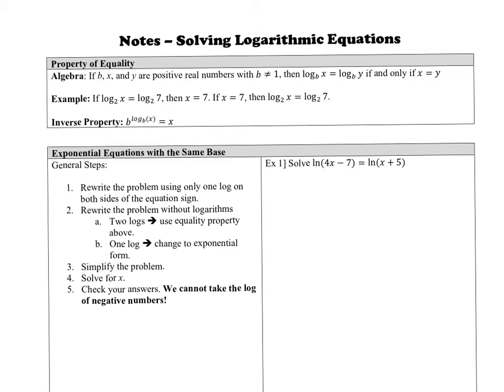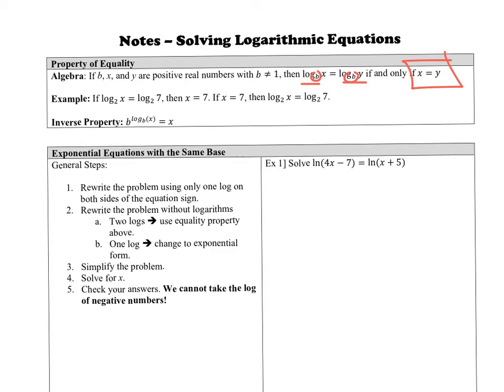Okay, so we're going to be solving logarithmic equations. We're going to start with the property of equality just to go over it. So if we have something such as log base b of x equals log base b of y, notice how they both have base b. So that means x has to equal y. This only occurs if the base is the same.